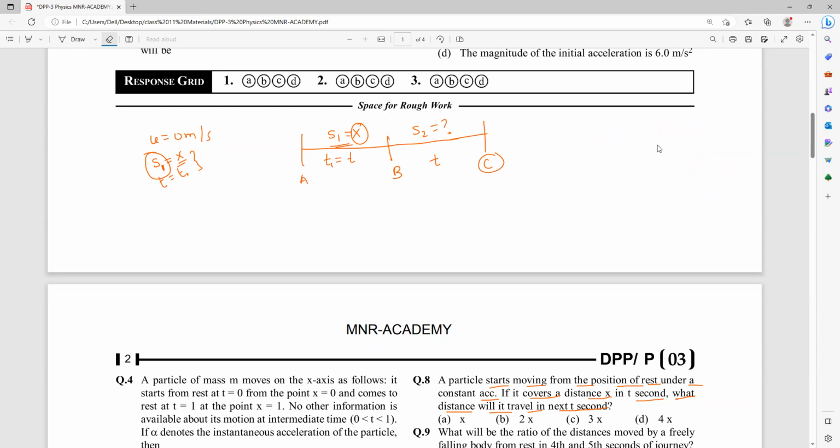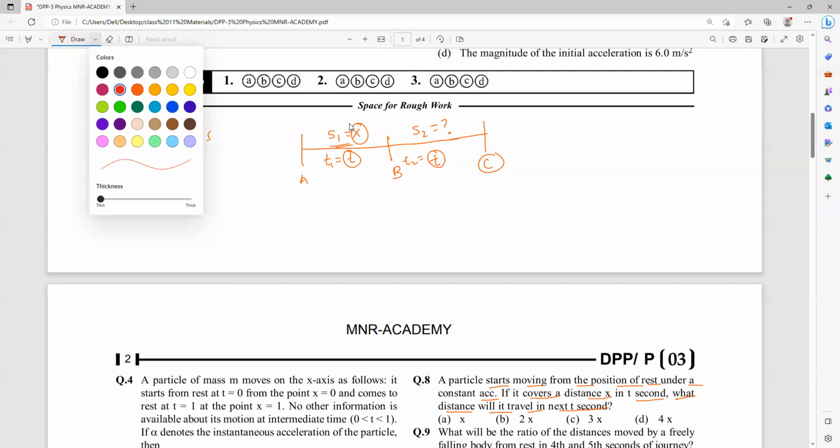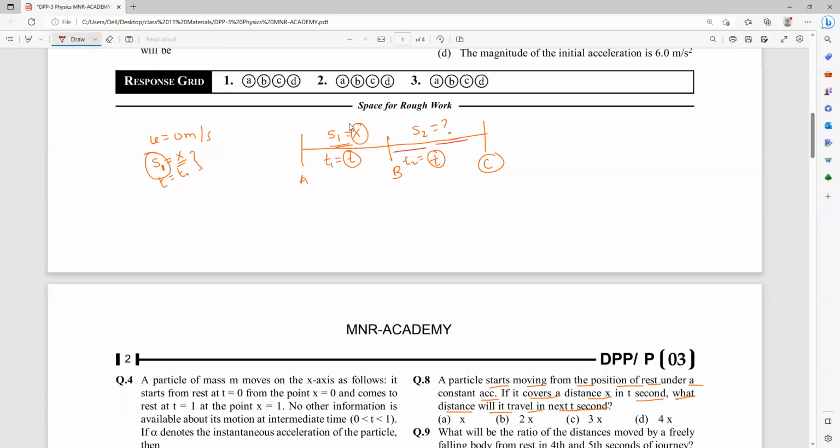So the given question is: in a time interval t, he covered distance x, and in the next time interval, again the same interval, t2 is equal to what? Everybody, t2 is also t. They are asking what distance is covered in these t2 seconds. So let us find it first. If you observe the given data, we know the position s1 is equal to x and t1 is equal to t.